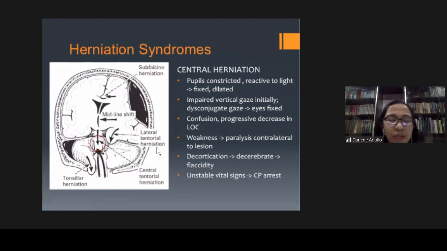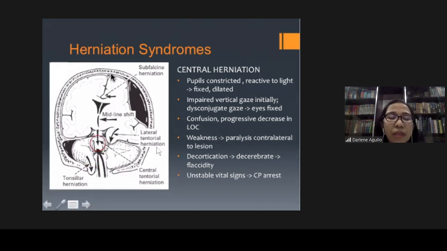It might present with vertical gaze palsy initially, progressing to fixation of both eyeballs, no, frozen eyeballs. There is confusion, progressive decrease in consciousness, no? From weakness to paralysis contralateral to the lesion, but eventually the patient will have decortication, decerebration, and unstable vital signs, and eventually CP arrest.